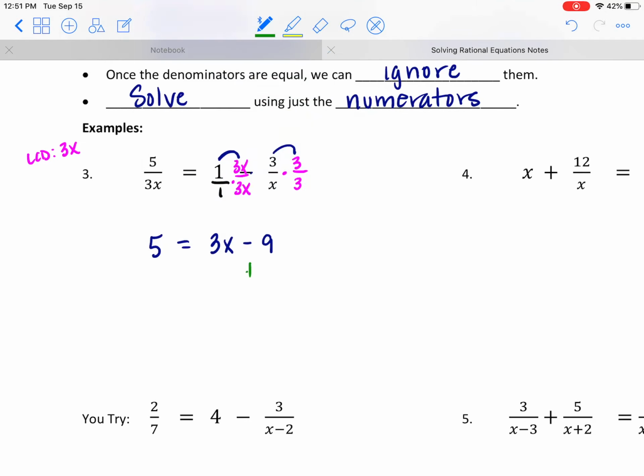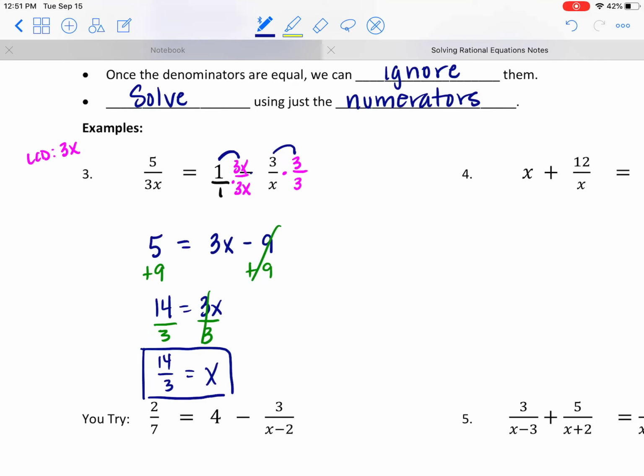So we're going to get x by itself. If we add 9 to both sides, that cancels. Now we have 14 equal to 3x. Now I can divide both sides by 3. Cancel that out. And so we have our solution. 14/3 doesn't reduce or divide, so that's going to be our answer.